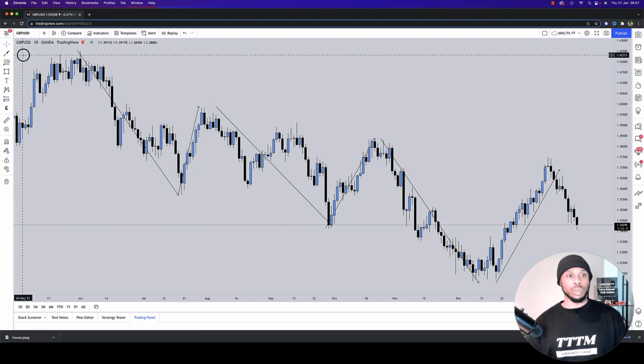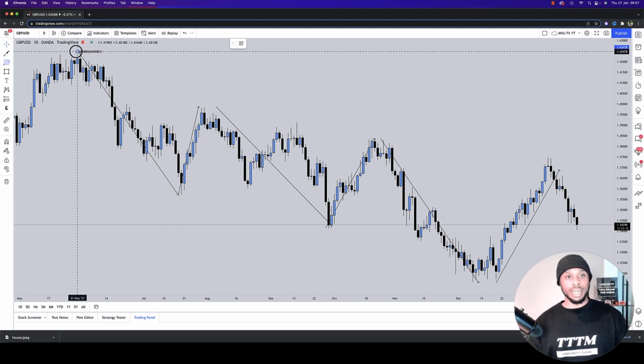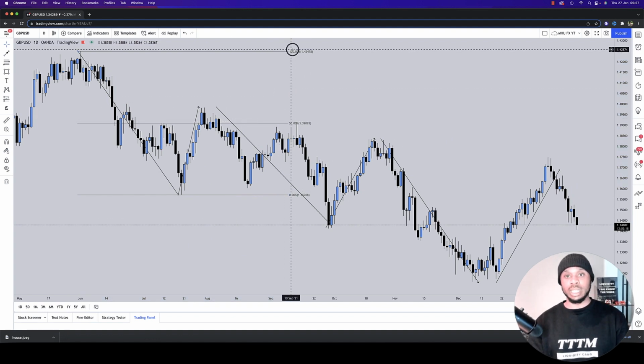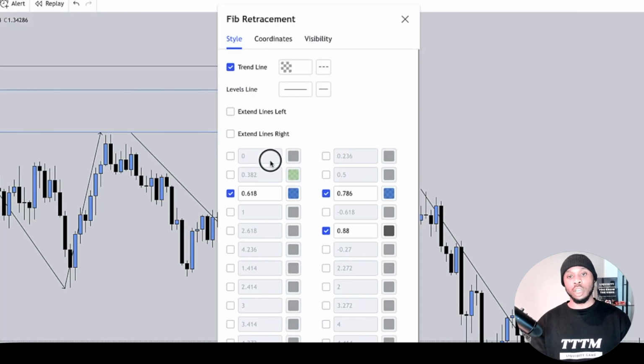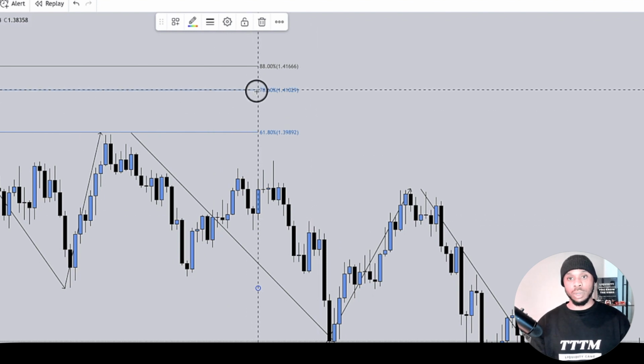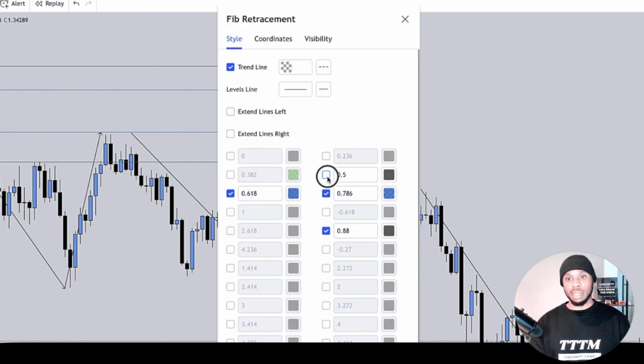So let's run it back. Let's do it now. When price got to this level over here and expanded all the way down to this level, you can see I've dragged it from the swing high to a swing low. And if I just quickly change this Fibonacci tool, just to show you guys my numbers, as you can see, I've got the 61.8 Fib on, I've got the 78.6 and I've got the 88. I'm going to throw in the 50 as well, actually. I need the 50 on here just to show you guys what I mean by this. And I got the 50.